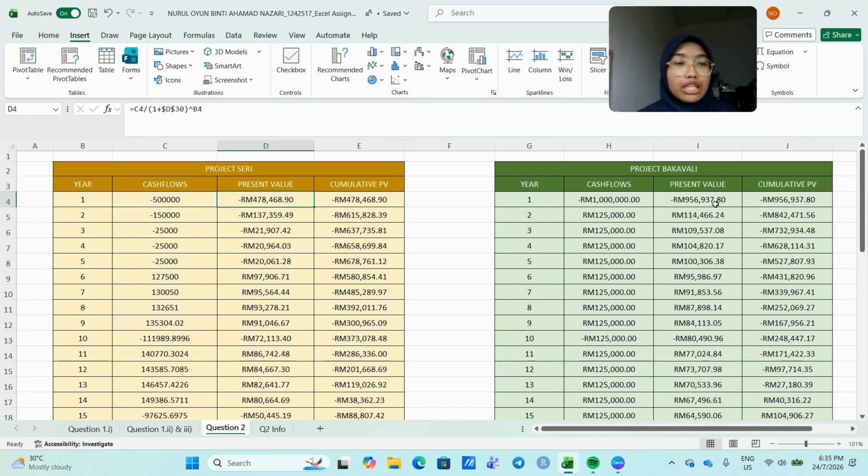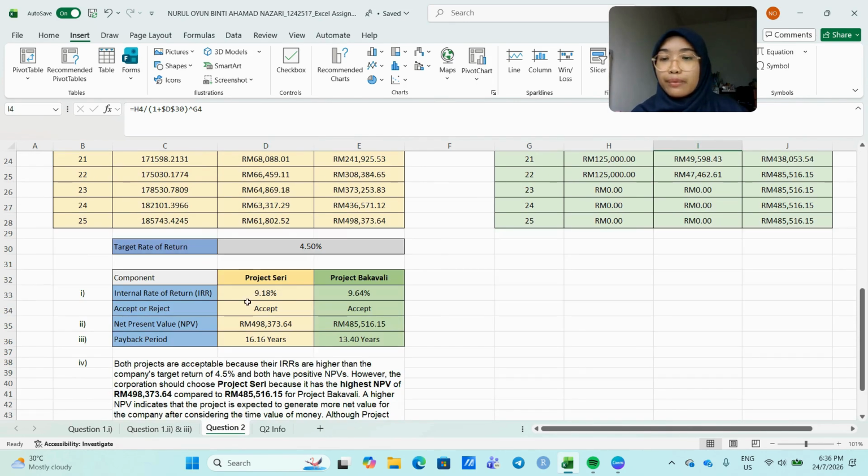Same goes to the Bakabali. So next, internal rate of return. The IRR represents the expected annual rate of return generated by an investment. Mathematically, it is the exact discount rate that makes the net present value of all future cash flows equal to 0. So for Project Seri, I got 9.18% and Project Bakabali 9.64%.